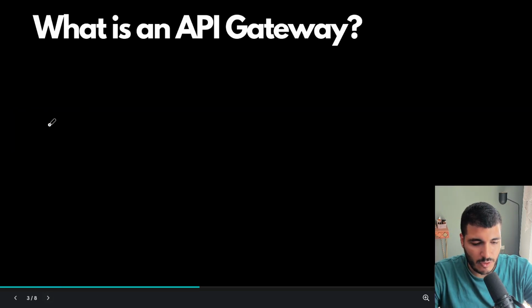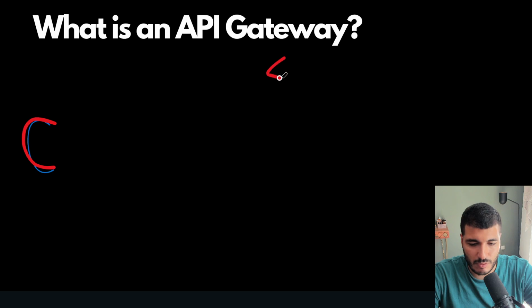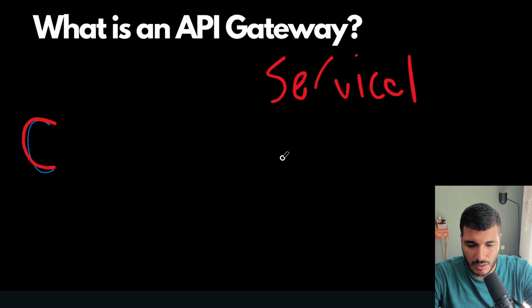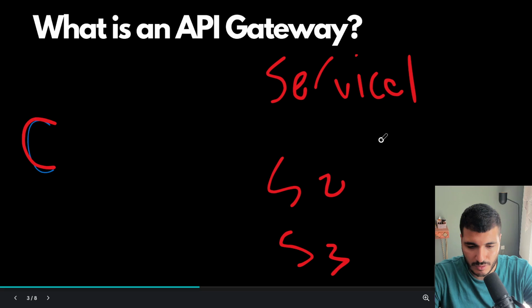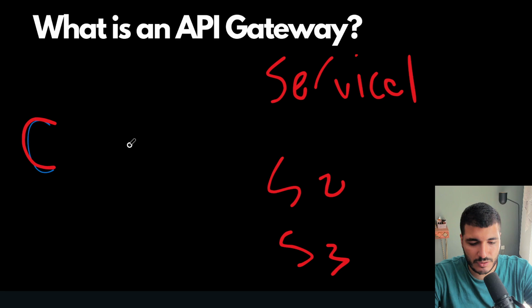So if we have our example here, we have a client. Let's say that we have our servers: service 1, let's call it S1, and S2 and S3. And between them, we will have the API gateway.